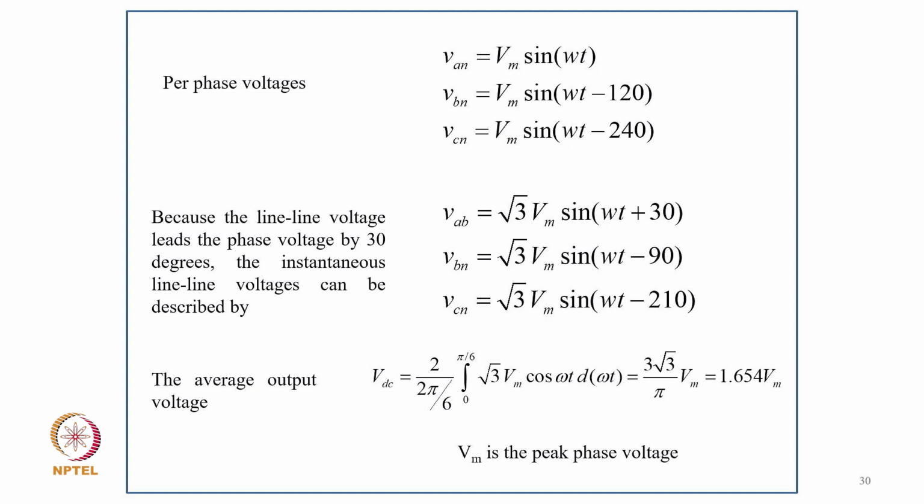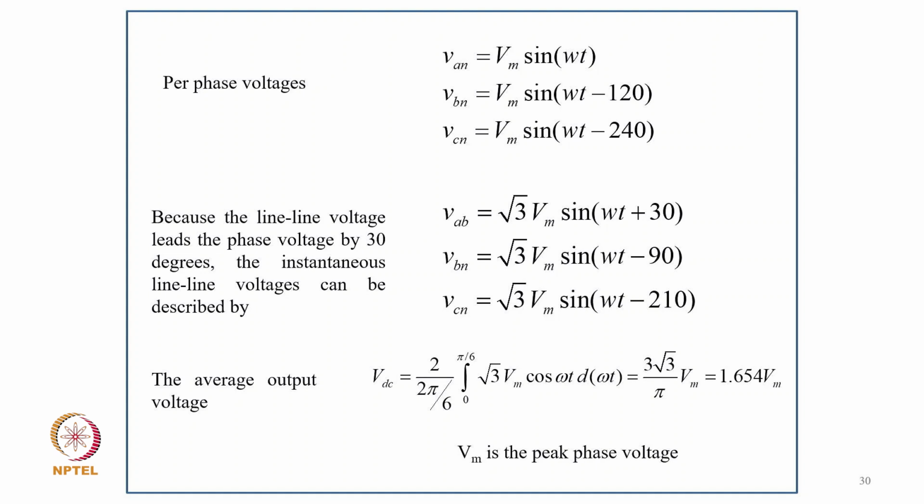Then the line voltage is 30-degree phase shifted, and the instantaneous line voltages are Vab equal to root 3 Vm sin(omega t plus 30), Vbc equal to root 3 Vm sin(omega t minus 90), and Vca equal to root 3 Vm sin(omega t minus 210).